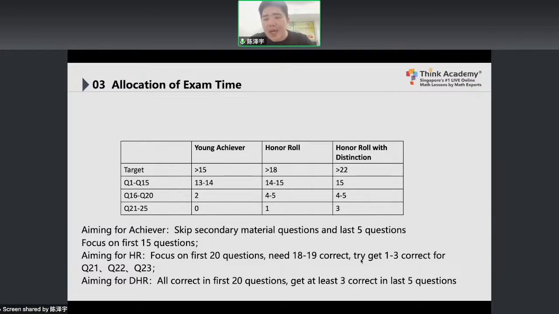Okay, so you can see in this table, you need to score 15 in the first 15 questions, and then 4 to 5 correct answers in questions 16 to 20. And it would be great if you can get 3 questions correct, 3 points from the last 5 questions. That's how you can get a distinguished honor roll. It's not easy. Okay, it's not easy.